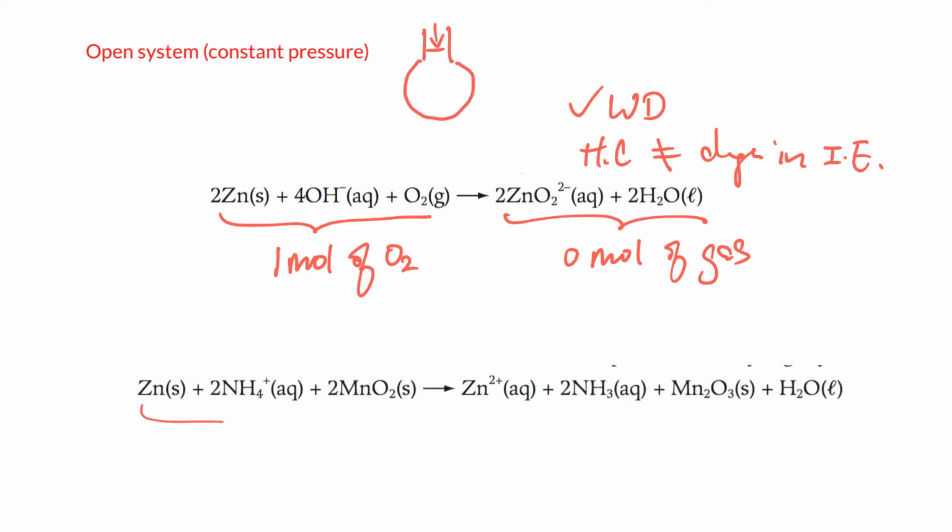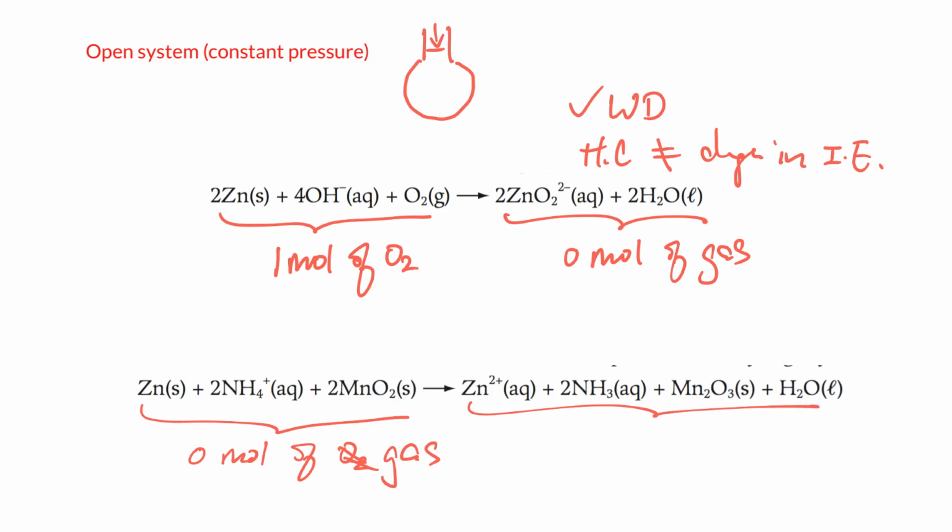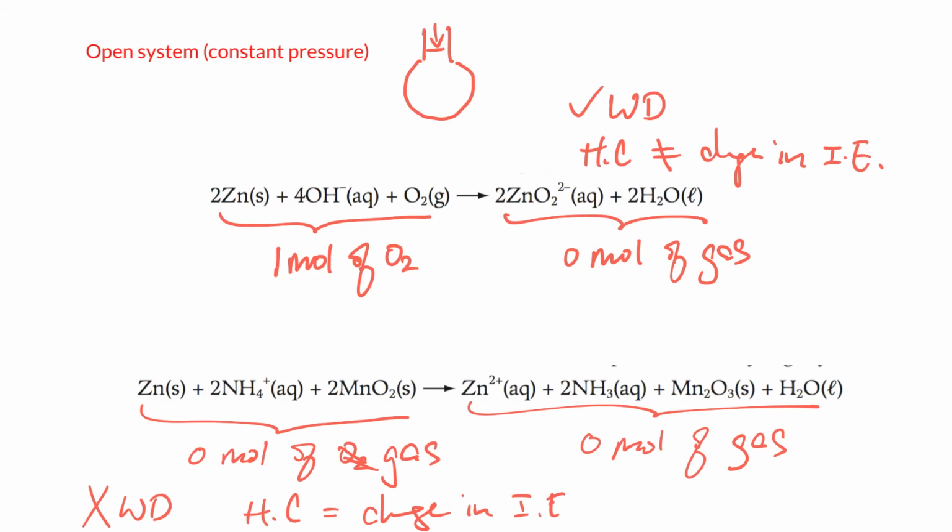While for the second one, you can see that on the left hand side there is no gas produced or consumed, while on the right hand side we also don't have any gas. So therefore in the process there should be no work done during the whole process, so the heat change will equal the change in internal energy.